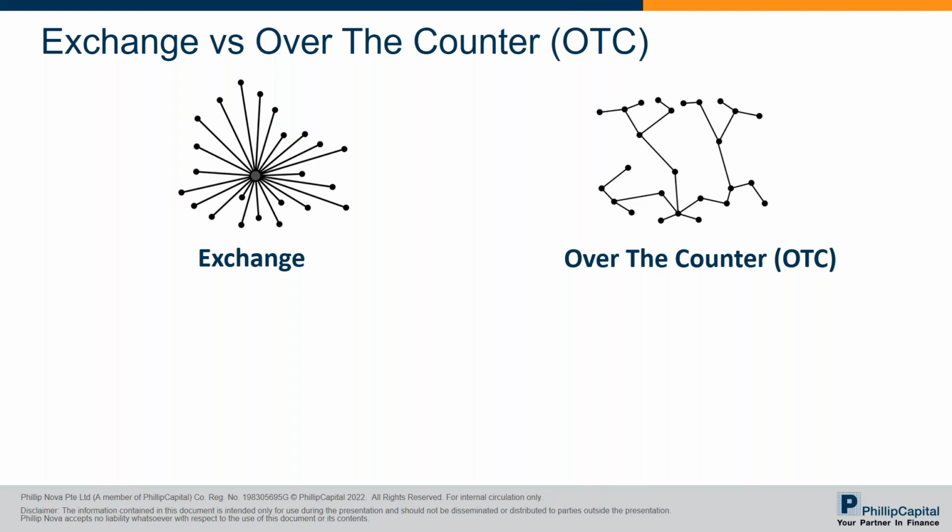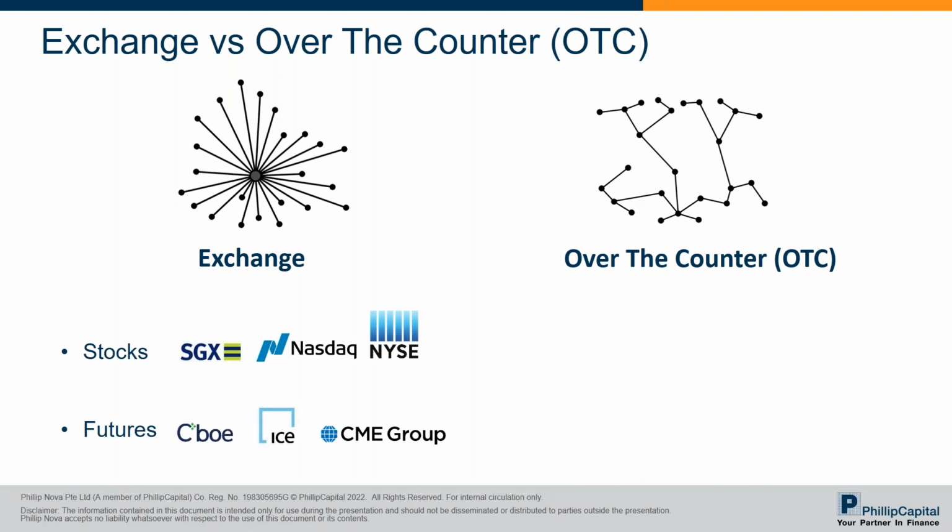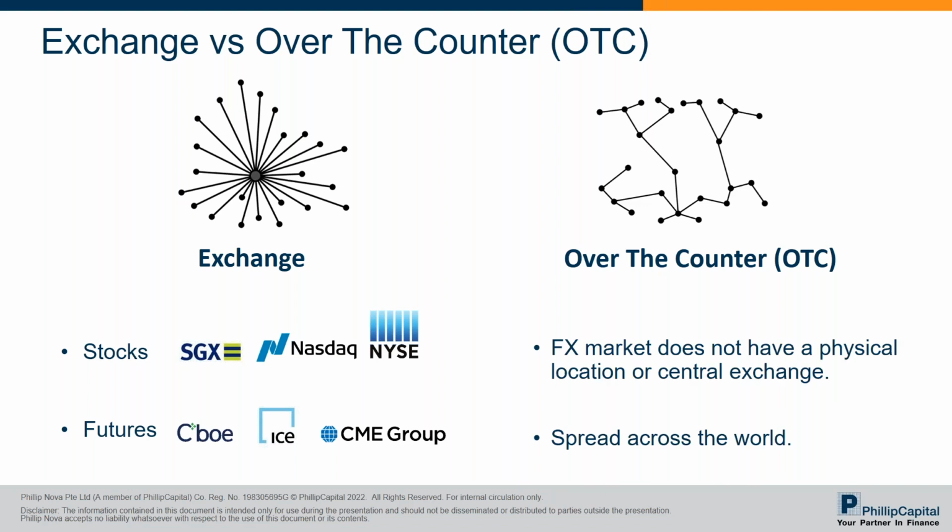So what is exchange traded? These are things like stocks, futures, where people go to a central location. Like for stocks, people go to SGX, they go to Nasdaq, they go to the New York Stock Exchange, a centralized location to trade stocks. Same goes for futures. They also go to a futures exchange to trade. So you can only trade something that is exchange traded when the market is open, and everyone will come to this central location. Okay, so over the counter, which is what Forex is based on, does not have a physical location or a central exchange, and essentially it is spread across the world.